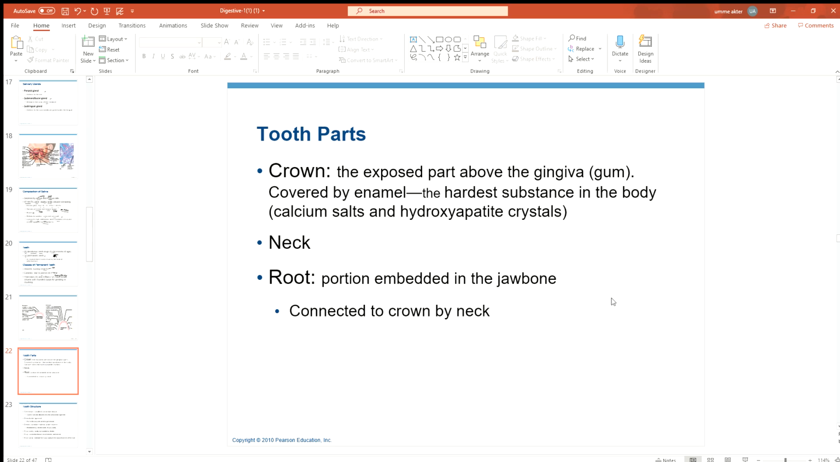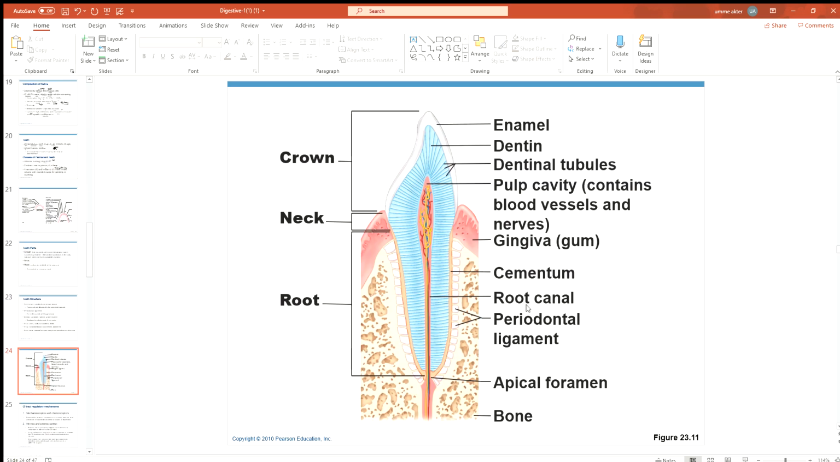Parts of a tooth. If you see, the tooth has 3 parts. This part is called the crown, and the part inside the gum is called the neck, and the bottom part inside the bone, maxilla or mandible, is called the root. So 3 parts of the tooth. We only see the crown from outside. We don't see the neck or the root.